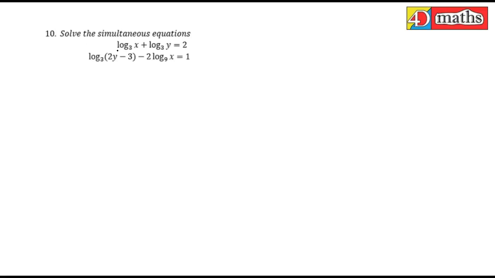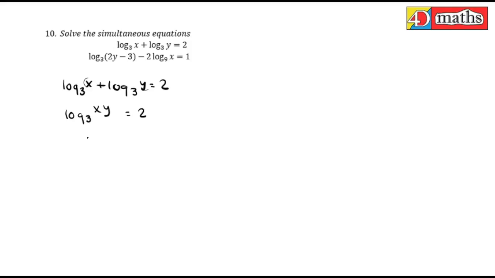Solve the simultaneous equations log 3x plus log 3y equals 2. I'm going to organize this. Okay, so one of the rules of logs is that if they're added together, you can multiply them. So it's log 3xy, so you can multiply these parts together, equals 2.